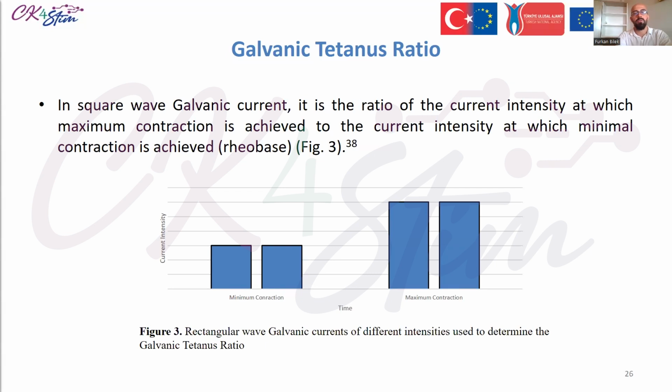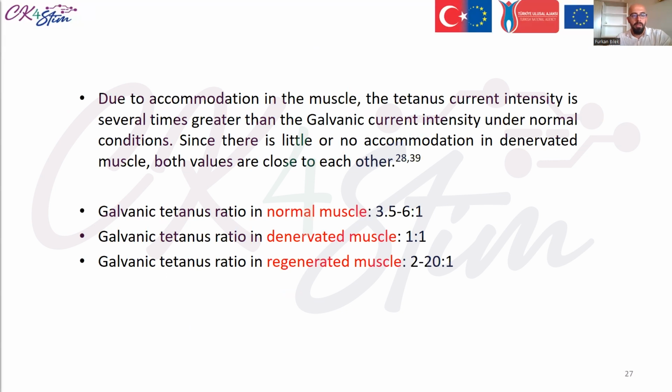Galvanic tetanus ratio. In square wave galvanic current, it is the ratio of the current intensity at which maximum contraction is achieved to the current intensity at which minimal contraction is achieved. You can see the galvanic tetanus ratio for normal muscles, denervated muscles, and regenerating muscles.